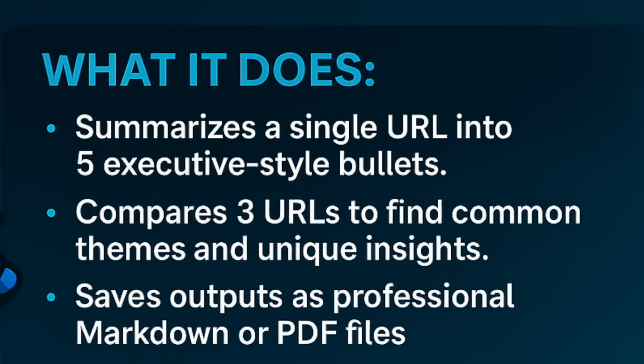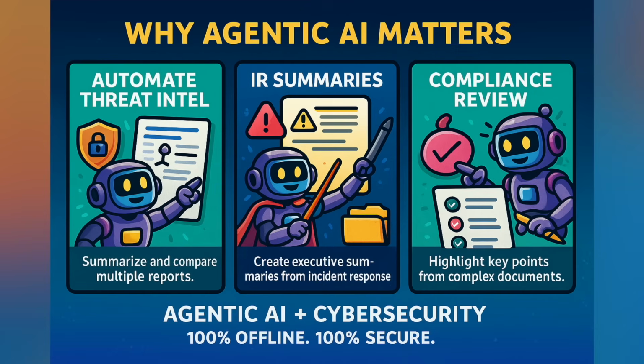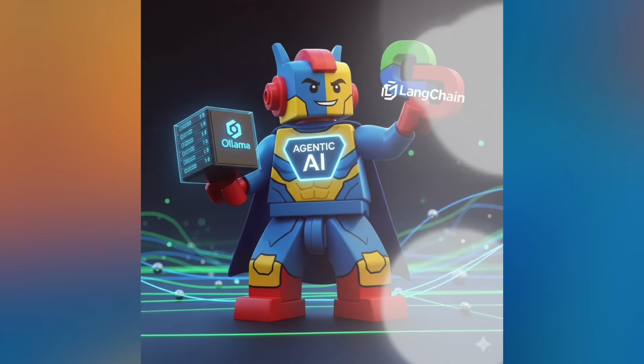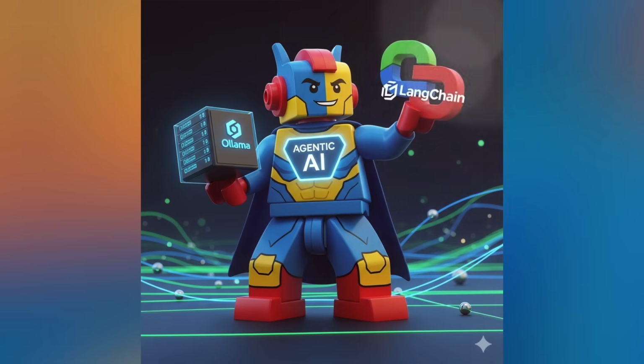One, it automates practical tasks, summarizing an article into five concise executive style bullets and comparing multiple sources to highlight common themes, differences, and unique insights. And the best part, it's 100% local, no cloud APIs, no data leaving your machine, and no cost to run.